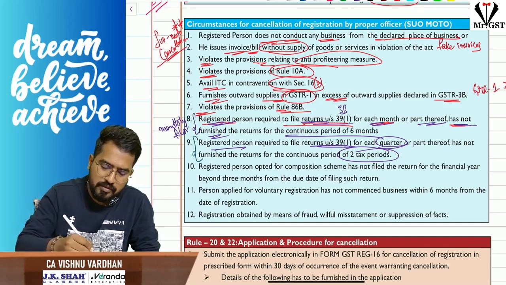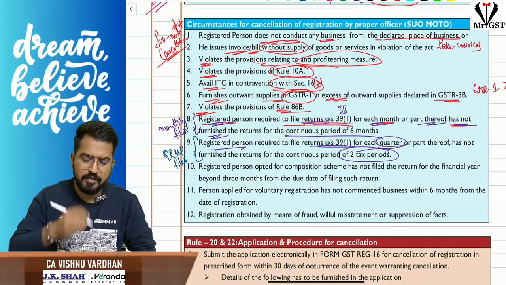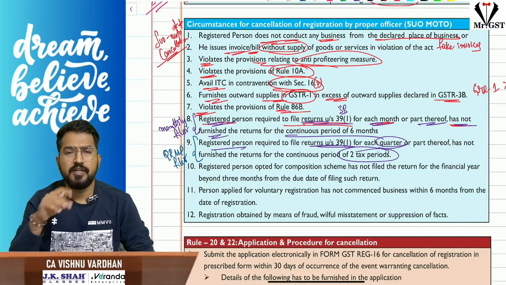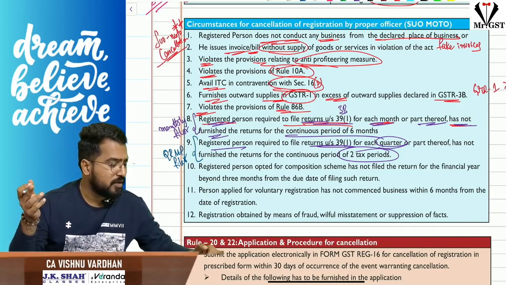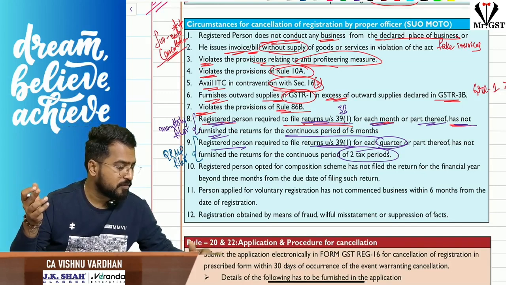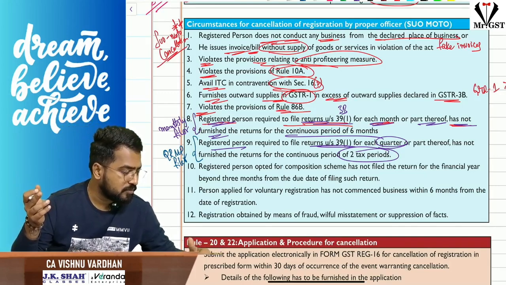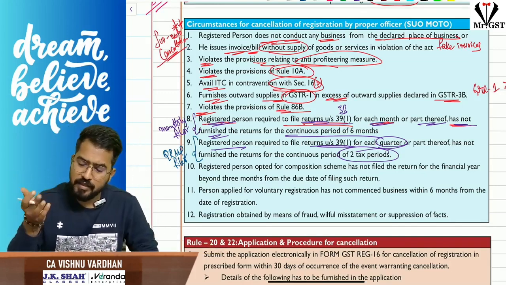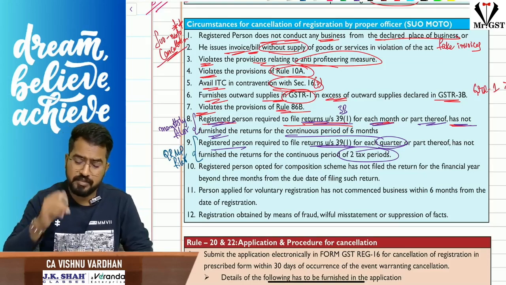You are a QRMP filer, quarterly return and monthly payment. In that case, if continuously for 2 tax periods you have not filed your GSTR 3B, are you understanding the point? Then your registration can be cancelled. Suo motu cancellation by the proper officer.